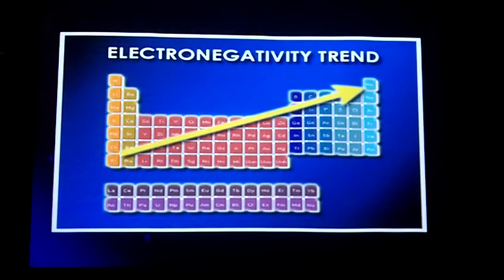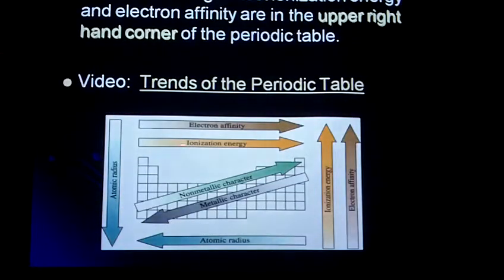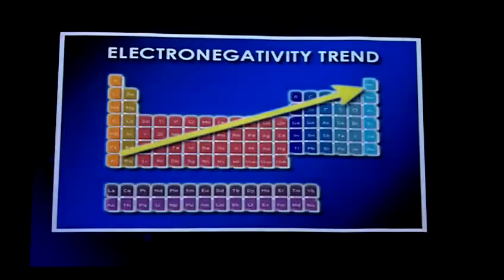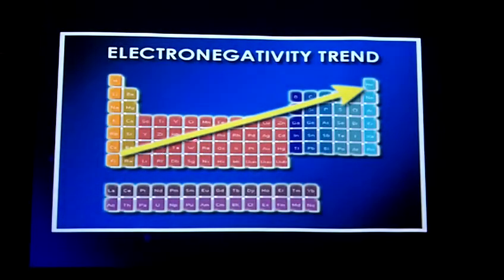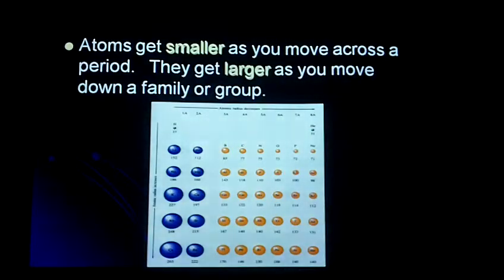Electronegativity is very closely related to electron affinity and ionization energy. Electronegativity also increases as I move from lower left to upper right on the periodic table. Electronegativity, the power with which an atom pulls electrons towards itself, is highest in this upper right-hand region of the periodic table. We've talked a little bit about size.